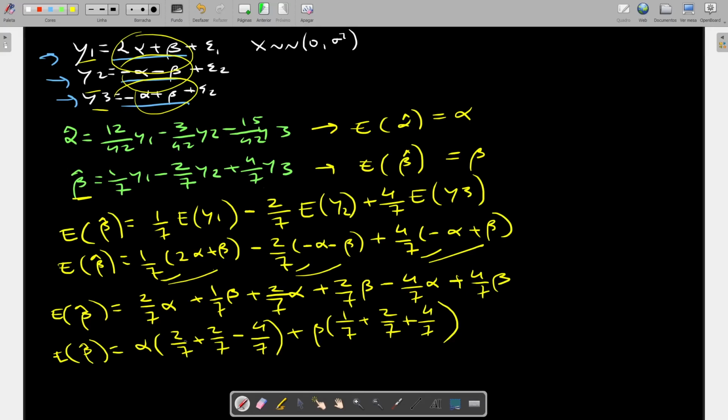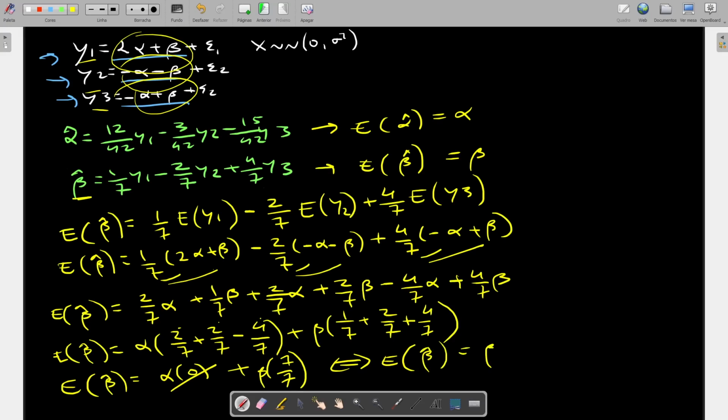Let's continue. Notice here that we have 2 plus 2 is 4, minus 4 is 0. So for alpha we have 0, so this cancels. And then we have beta, and here we have 1 plus 2 is 3, plus 4 is 7. So we have beta times 7 divided by 7, which is 1. So this confirms that beta is also an unbiased estimator because we got this value.